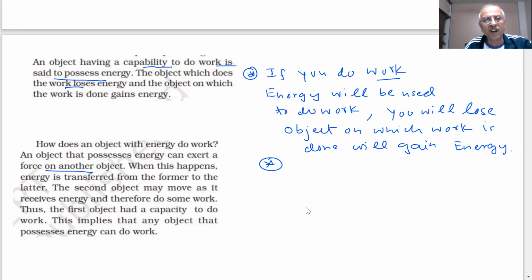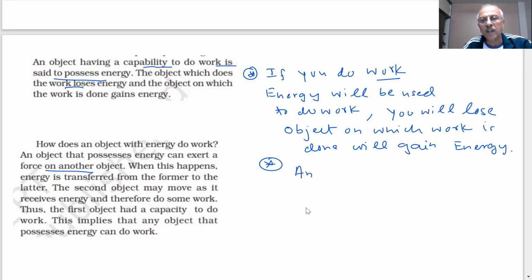When this happens, energy is transformed from the object which applies force to the object on which force is applied. When the second object starts moving, it possesses kinetic energy. Or if you are lifting it, it becomes potential energy. So the second object can receive energy and therefore also do work, any type of work, whatever we will see later on. Thus, the first object had the capacity to do work. This implies that any object that possesses energy can do work.